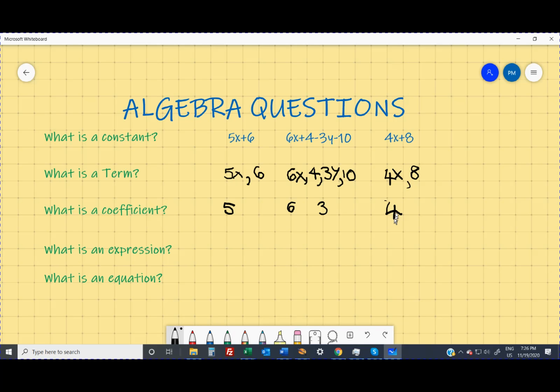And the final algebra question, what is an equation? So think about it. The algebra question is simple. What is an equation? An equation is an expression with one thing. So let us convert an expression to an equation. So the expression is 5x plus 6.